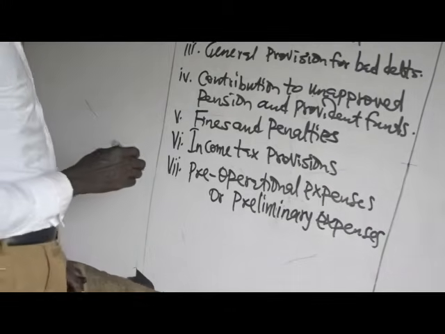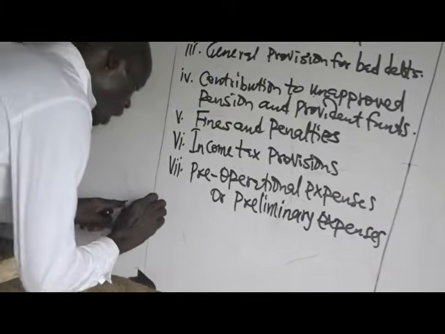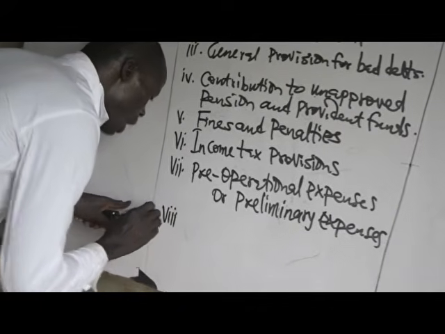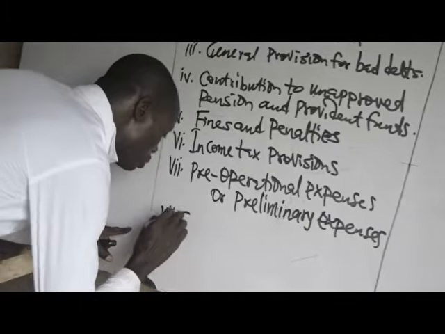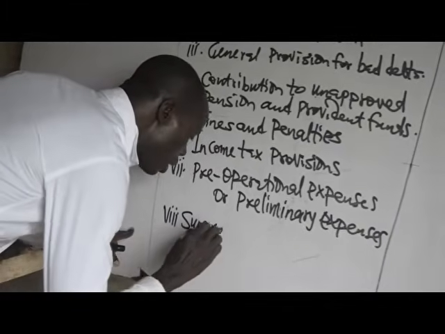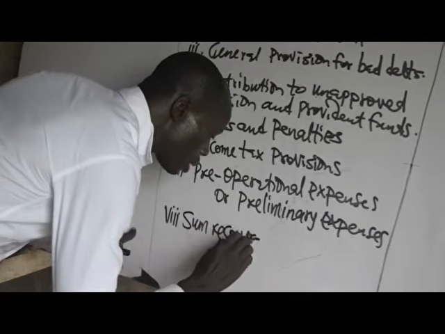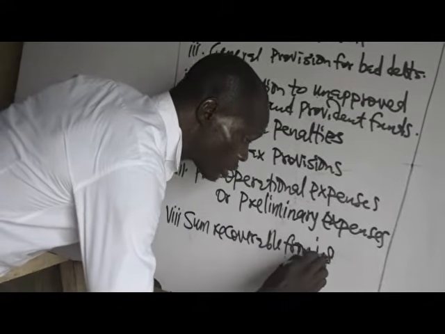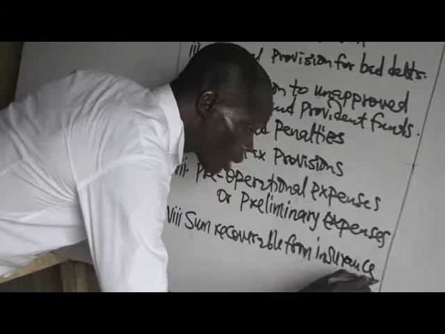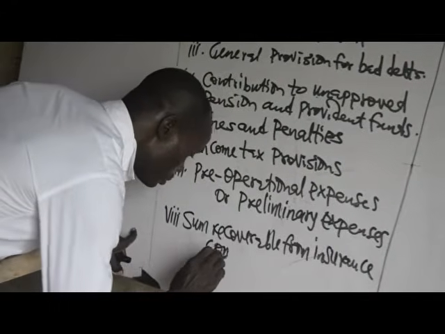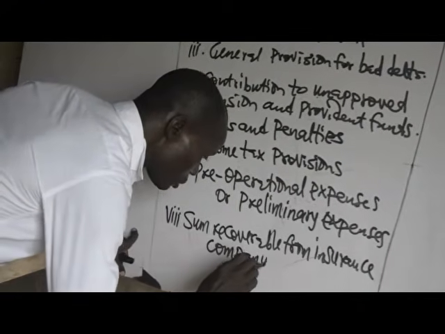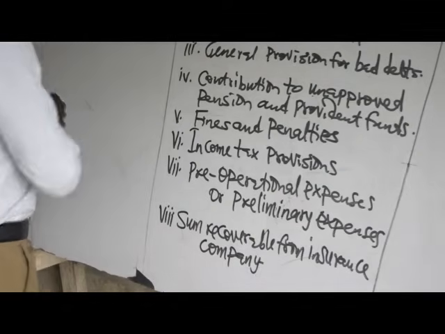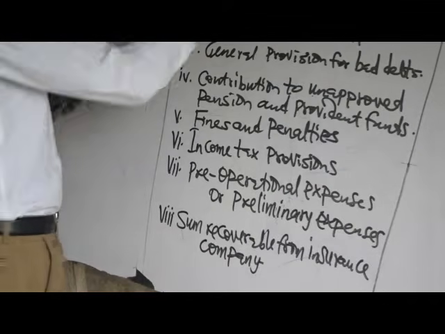Then we have any sum recovered from insurance company. Sum recoverable from insurance company are not allowable for tax purpose.